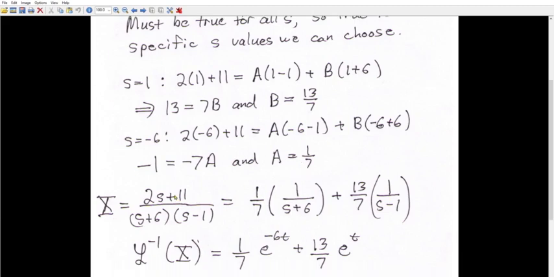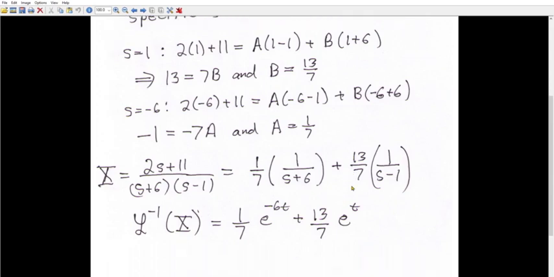So we can decompose 2s plus 11 over s plus 6 times s minus 1 as 1/7 times 1 over s plus 6, and 13/7 times 1 over s minus 1. Now you inverse transform. 1 over s plus 6 goes back to e to the minus 6t, because you remember the Laplace transform of e to the at is 1 over s minus a. Okay, and this goes back to 13/7 e to the t.